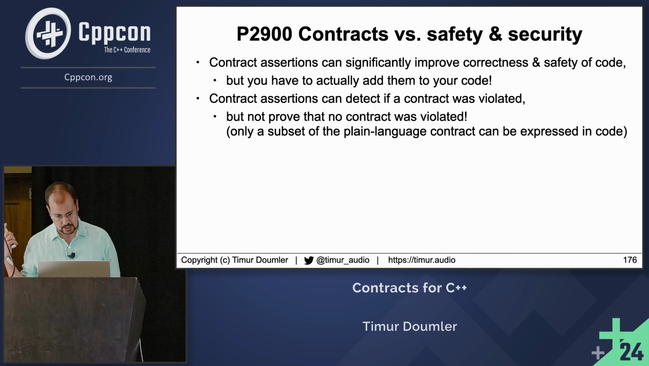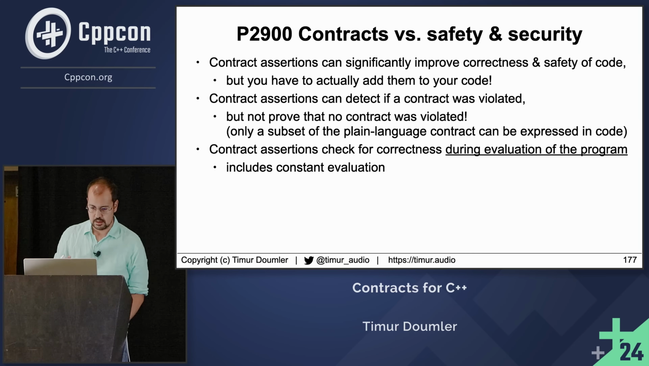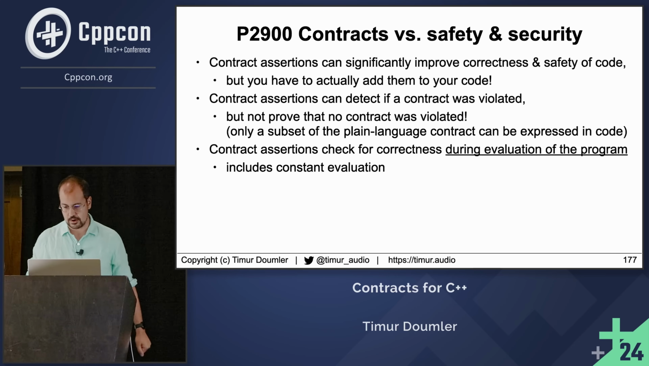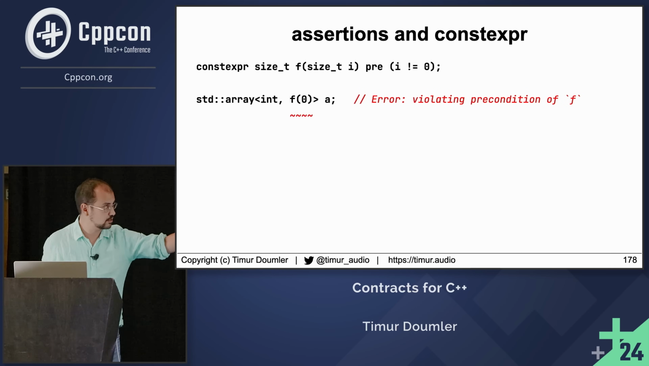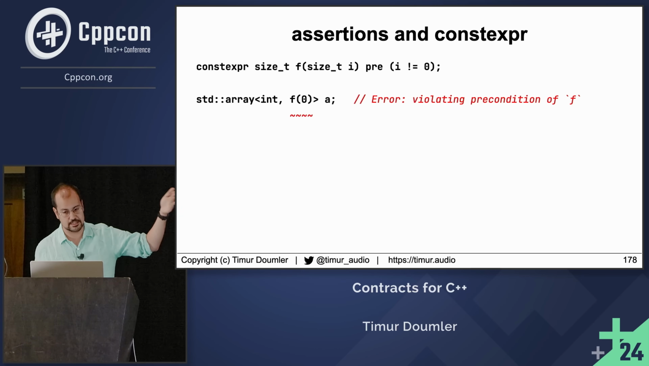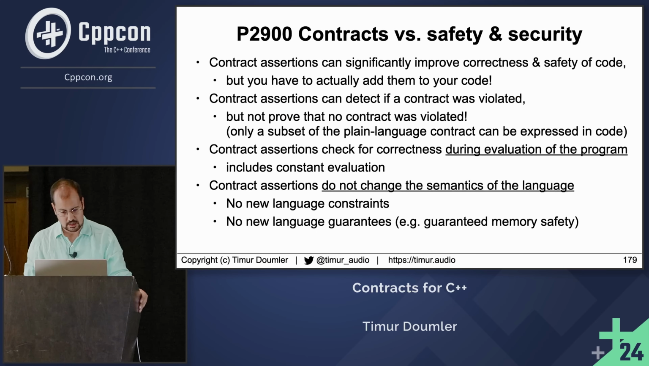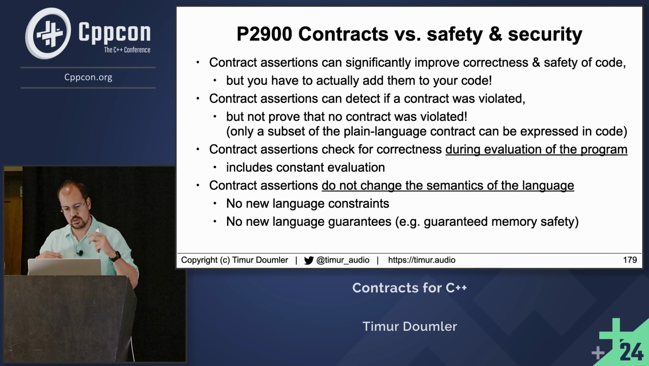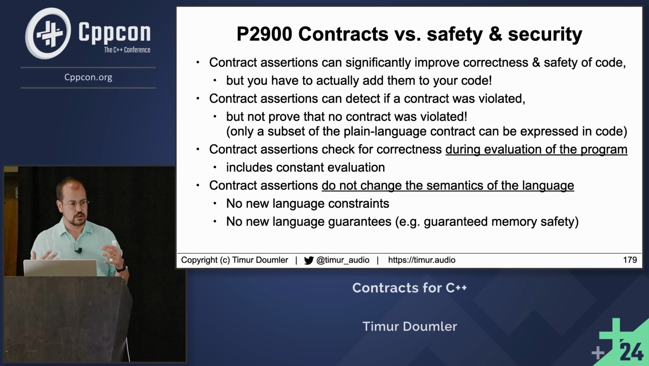And the other thing is that they only check for correctness during evaluation of the program, right? So that includes constant evaluation. That was a question earlier. If you have a function with a precondition and you evaluate it at compile time like this, you will get a contract violation at compile time, which is just a compiler error if you turn them on. So that works. But it doesn't give you new language constraints. It doesn't give you new language guarantees. And therefore, it also doesn't give you guaranteed memory safety.